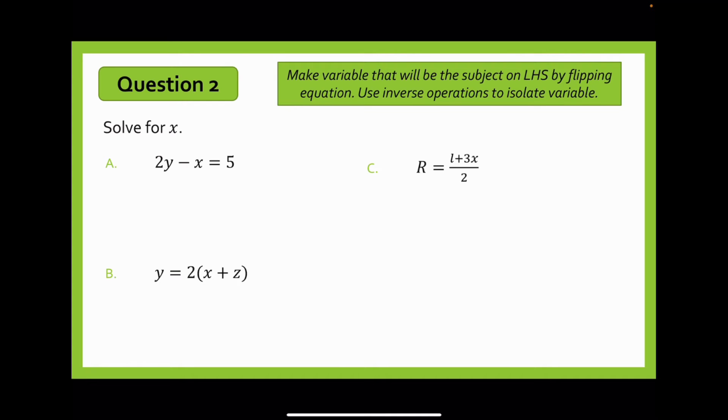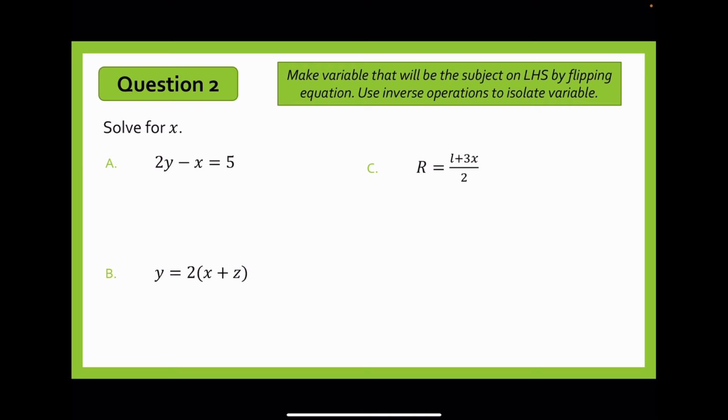recommend is, A, you want to make sure that the letter that you're trying to solve for is on the left-hand side of the equation. So if the letter you're trying to solve for is on the right-hand side, you just want to flip the equation so that that letter is on the left-hand side. And then all you need to do again is just use inverse operations to isolate that particular letter. So let's go through these 3 questions here.